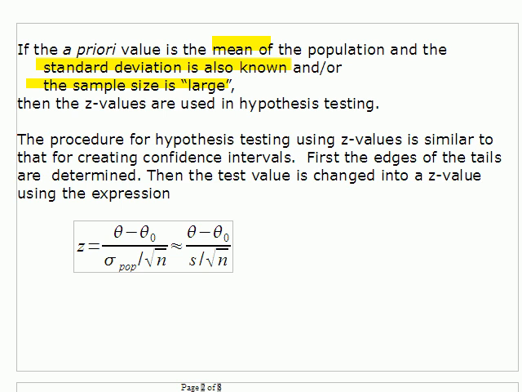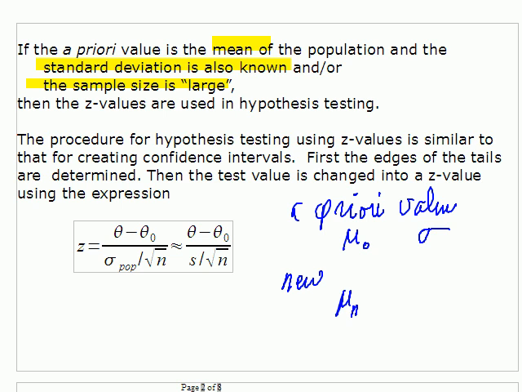Here was your a priori value. Its value was mu naught, but this mu naught was determined from some study, and from that study we also know its standard deviation. Then we have some new measurement, and I'll put it in here, for new. This is my new measurement.